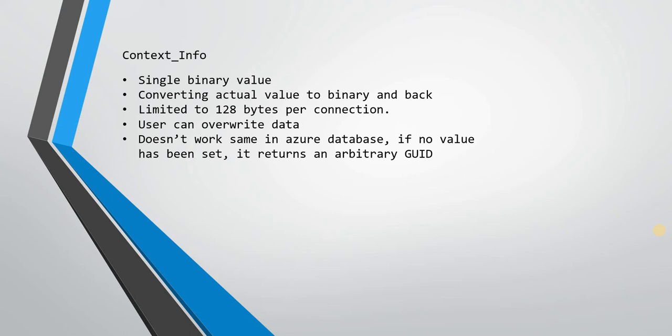Second point, it is limited to 128 bytes per connection. Yes, very true, only 128 bytes per connection. The user can overwrite the data, so this becomes a security issue: if any user overwrites the data, then the actual requirement is gone. It also doesn't work the same in Azure database. If no value has been set in Azure database, it returns an arbitrary GUID value. So context info doesn't work the same on-premises and in Azure database.